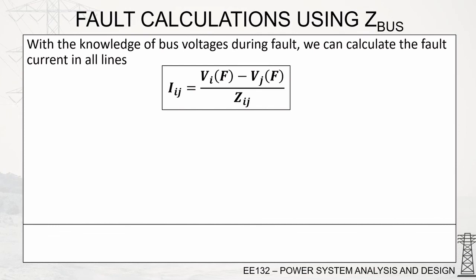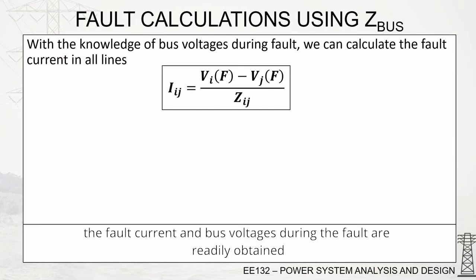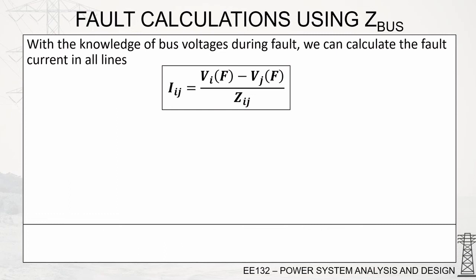With the knowledge of bus voltages during fault, we can calculate the fault current in all lines, defining positive in the direction I to J. So with the knowledge of the bus impedance matrix, the fault current and bus voltages during the fault are readily obtained for any faulted bus in the network. The only way to find the impedance matrix Z bus is to formulate the admittance matrix Y bus for the system and find its inverse.